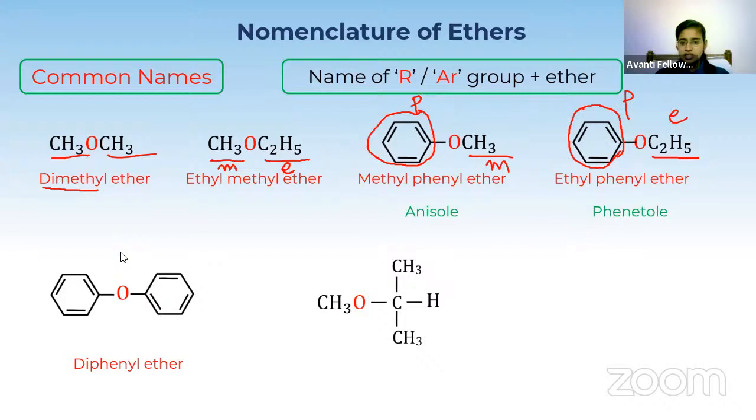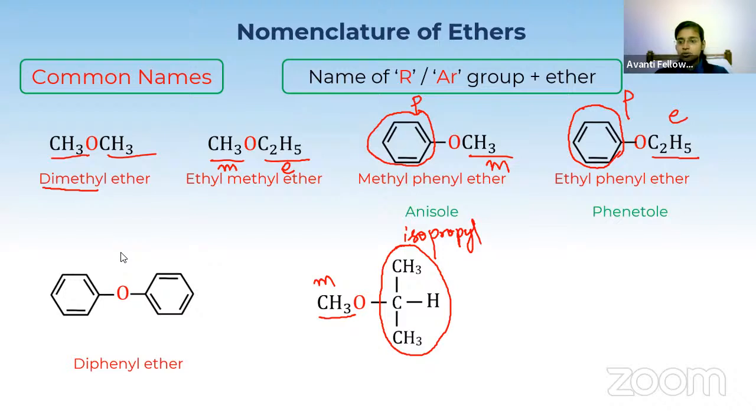Then coming to the next compound. This CH3 is called methyl, and CH3, CH, CH3 is called the isopropyl group.